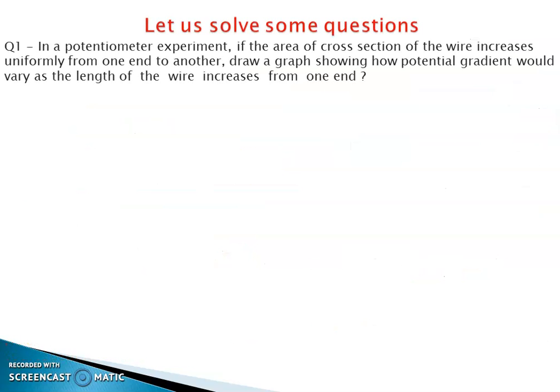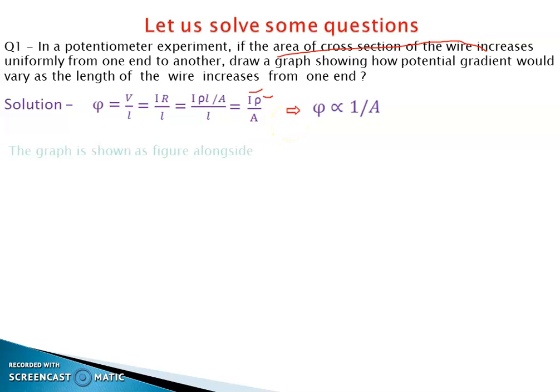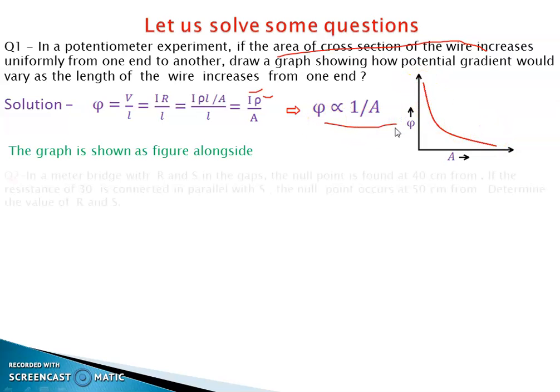Now this is a question. The potentiometer wire is increasing uniformly from one point to another. We have to draw the graph between phi and A. Now see, I and rho are constant. It means phi is inversely proportional to A. If it is, then the graph becomes like this. This is phi, this is A, and the graph is like this, since phi is inversely proportional to A.